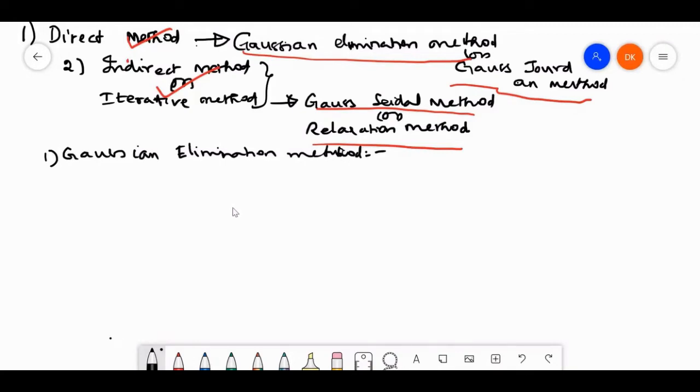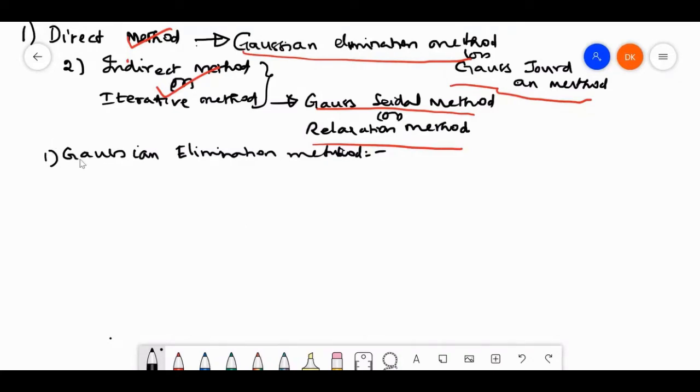I will tell you what is meant by the triangularization of the coefficient matrix, and evaluation of the unknowns by the back substitution method. That also I will explain before we solve the problem. Then the matrix in which all the elements below the diagonal elements are 0 can be solved by the back substitution method.